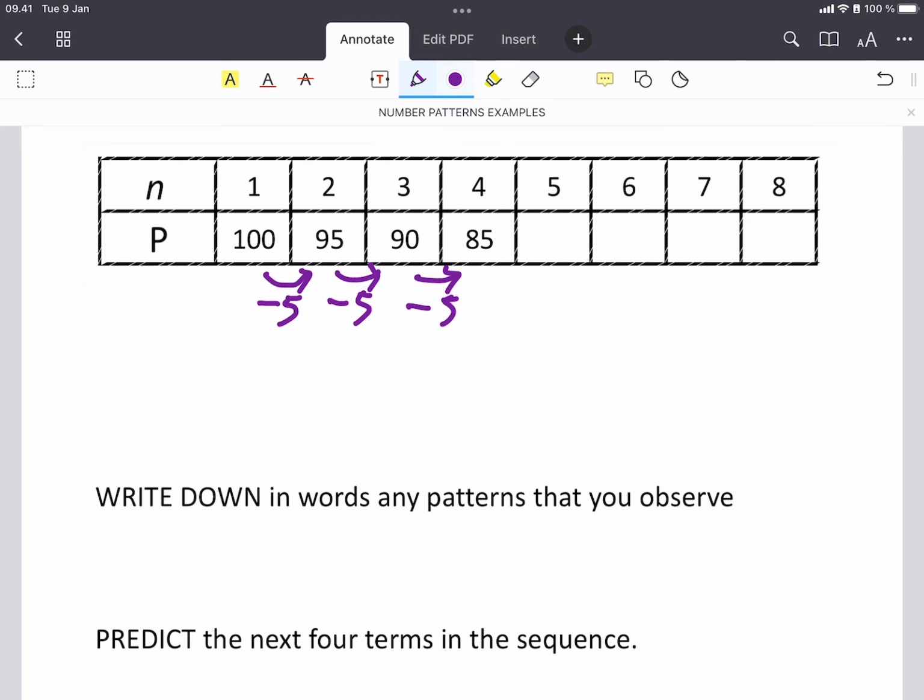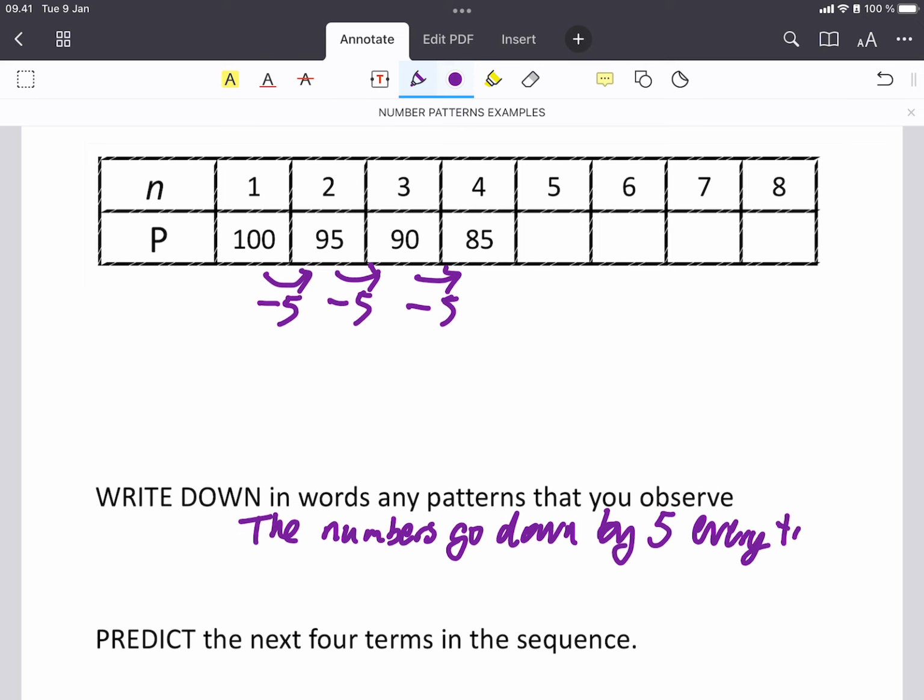So write down in patterns any numbers that any patterns. Write down in words any patterns that you observe. So the numbers go down by 5 every time. So again, something in words, a sentence in English, not a statement involving algebra. They've clearly said write down in words.